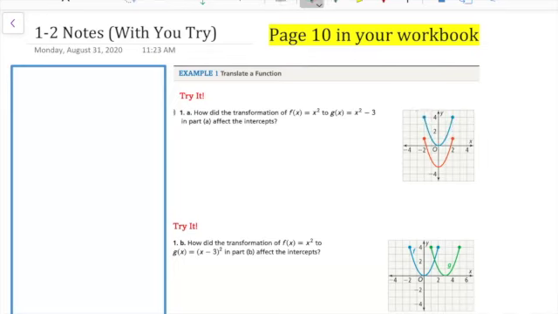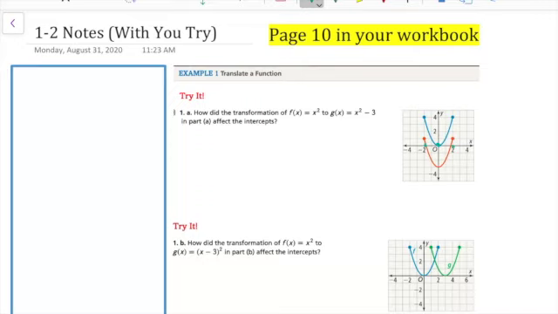So this one actually talks about how it affects the intercept. So the answer there is, in the first example, your graph just moved down 3. So it moved your y-intercept down 3. You went from having one x-intercept to 2 x-intercepts.